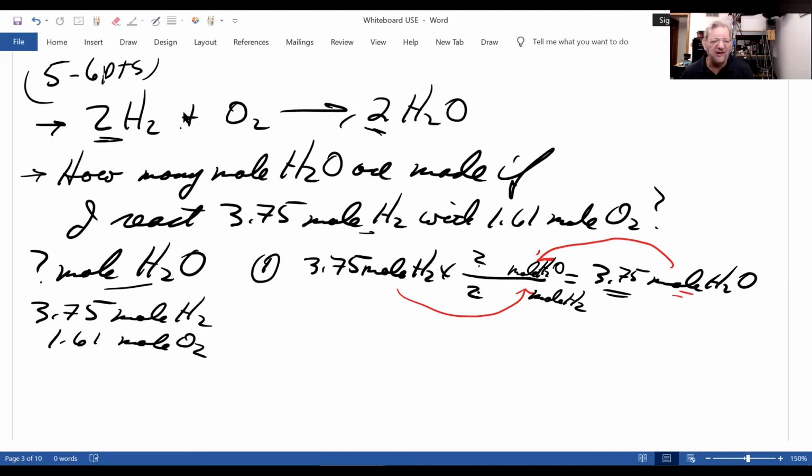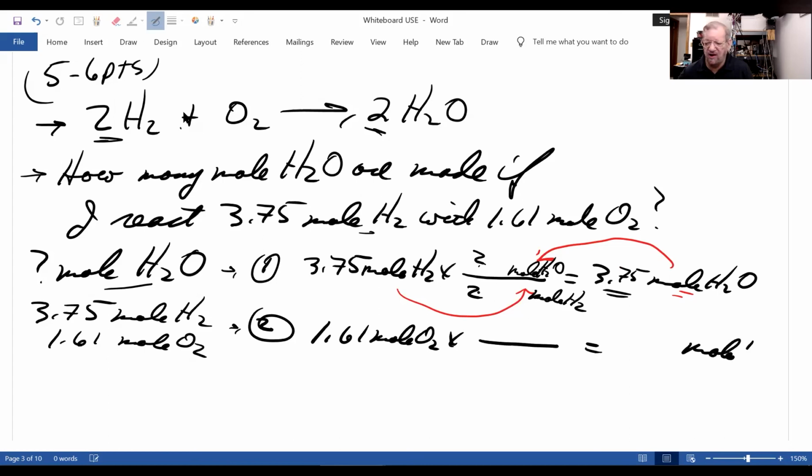But for limiting reactants, you need to do 2 equations. For each reactant, how many moles of product will you make? In this case, I have 1.61 moles of oxygen times something to get to the product, moles of water. And now I'll let you again figure out what goes on top and bottom, and the numbers.